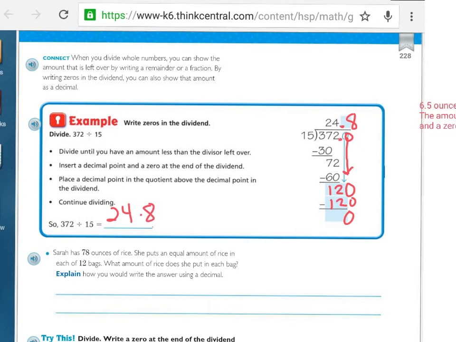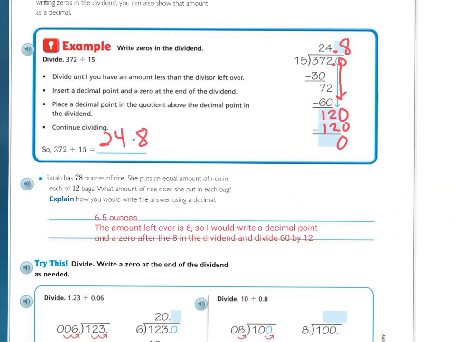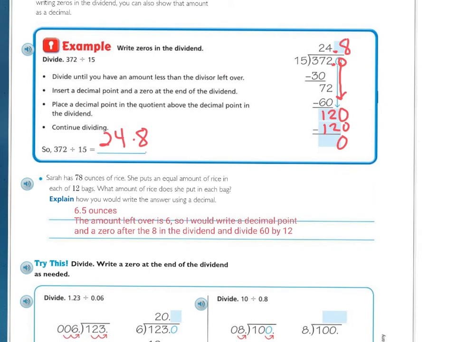So Sarah has 78 ounces of rice, and she puts an equal amount of rice in each of the 12 bags. What is the amount of rice that she puts in each bag? Explain how you would write the answer using a decimal. Well, what I would do is, it's going to be 6.5 ounces.